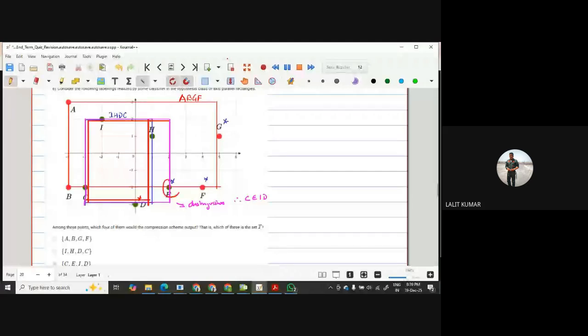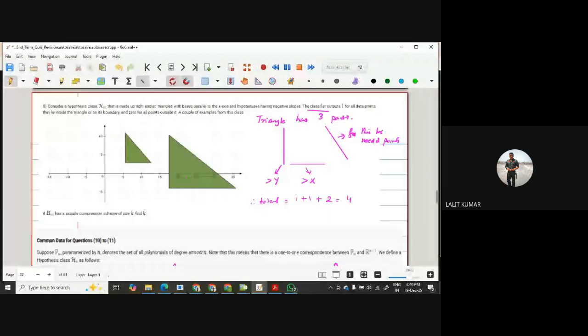When we take C, E, I, D, we start from here. C, we go to I, then we go to C. E is also there. So where is E? E is here. We come here, and then D. So see here, all the green points are inside, red points are outside. So that is the perfect classifier. So that is the compression scheme output. This we have done. Now we come to the triangle question.